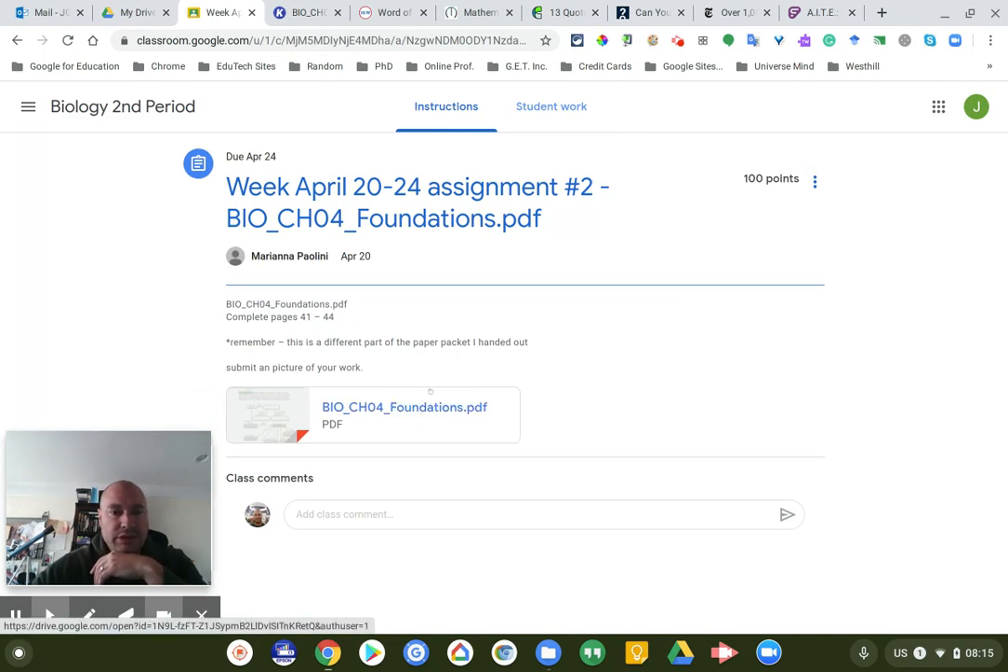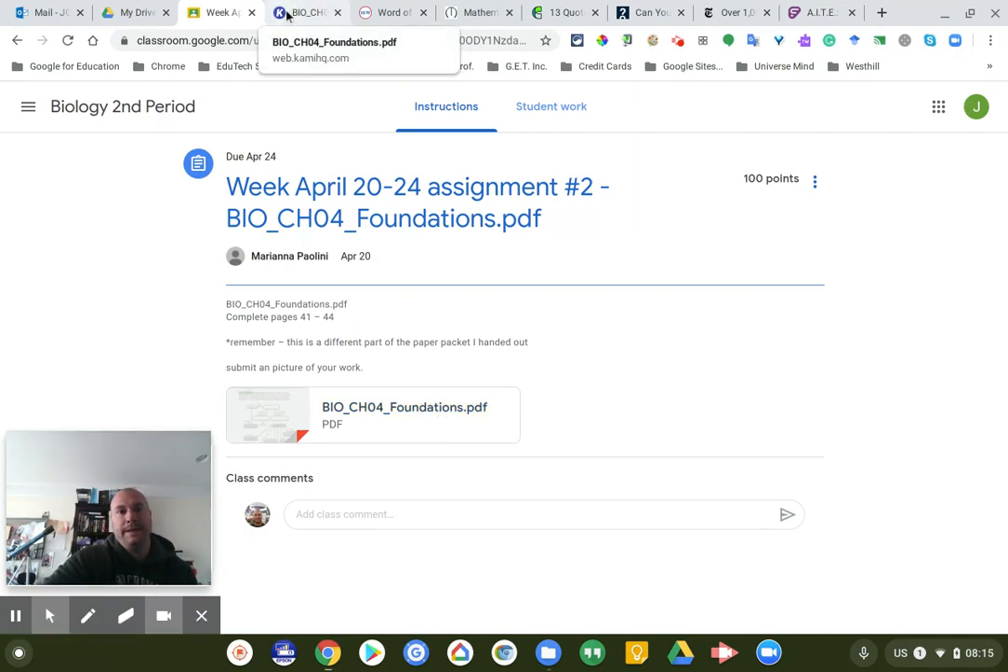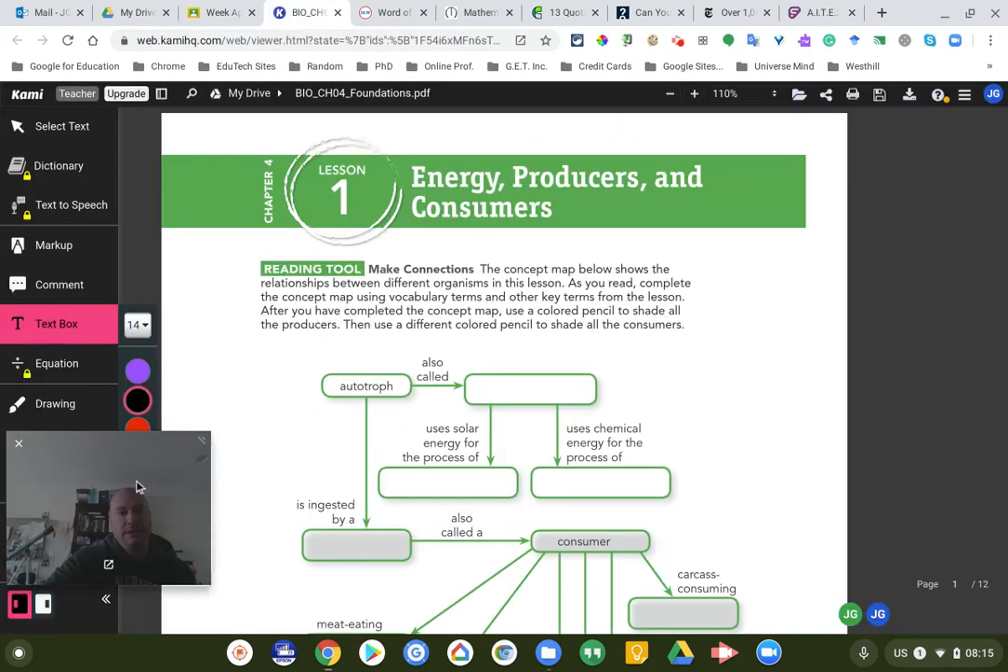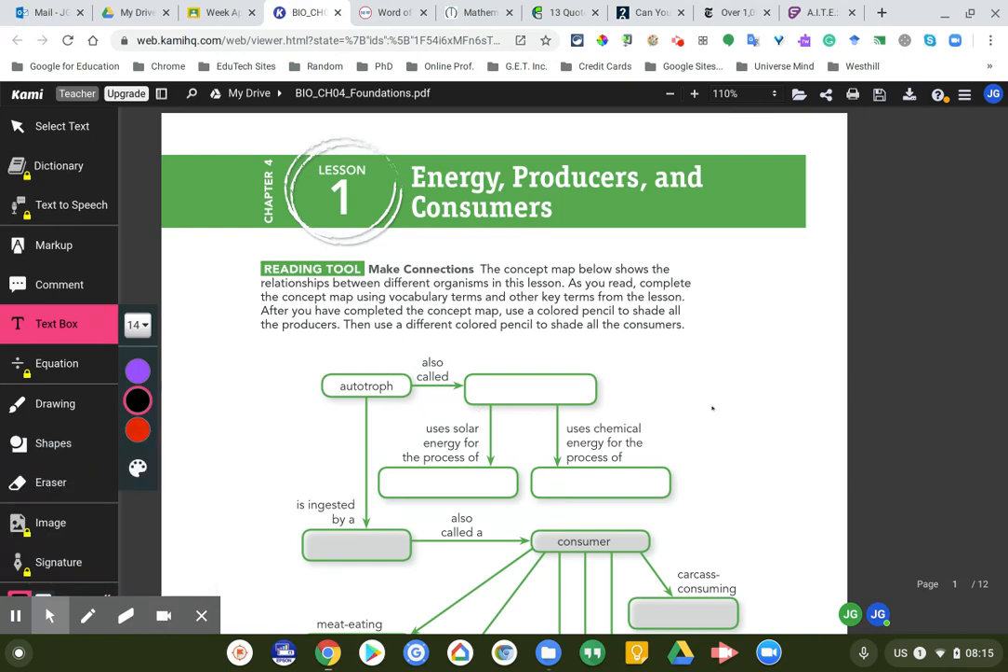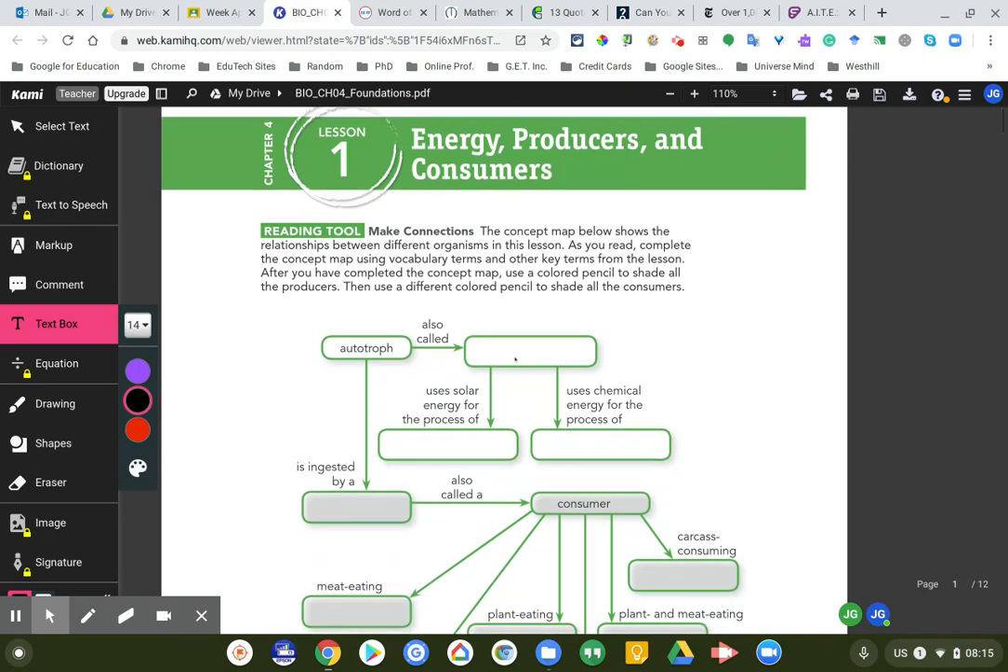I actually already clicked on this and downloaded it. So it's a PDF. And then I'm going to pull it up here. Now you guys don't have to have this. Actually, I'm going to click off my face now. You obviously don't have to have this program. This program is called Kami. It's a free program to edit PDFs online. So you don't have to have this program. It's just something that I've used in the past.